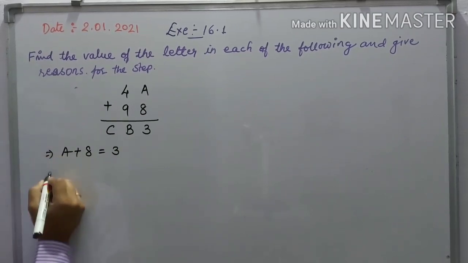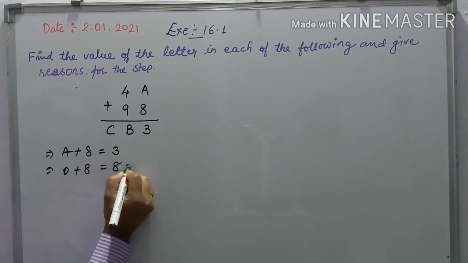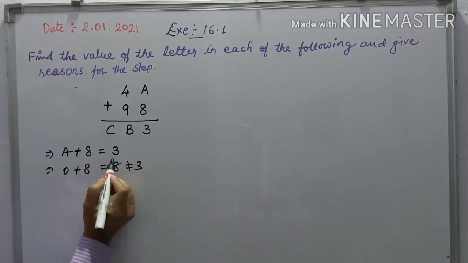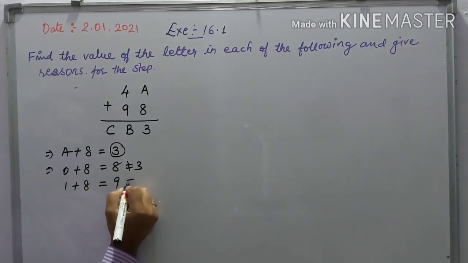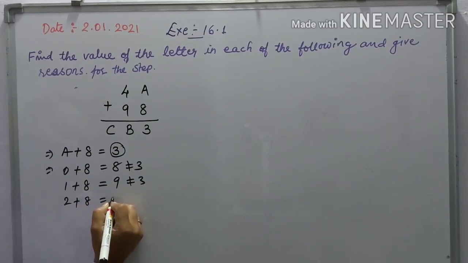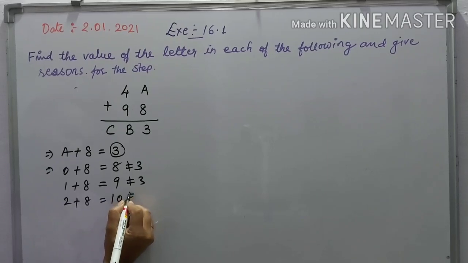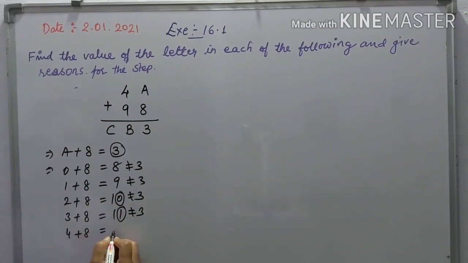Okay, then write 0 plus 8 is equal to 8, not equal to 3. And 1 plus 8 is equal to 9, not equal to 3. And 2 plus 8 is equal to 10, but 0 is not equal to 3. 3 plus 8 is equal to 11, but 1 is not equal to 3. Again 4 plus 8 is equal to 12, but 2 is not equal to 3.